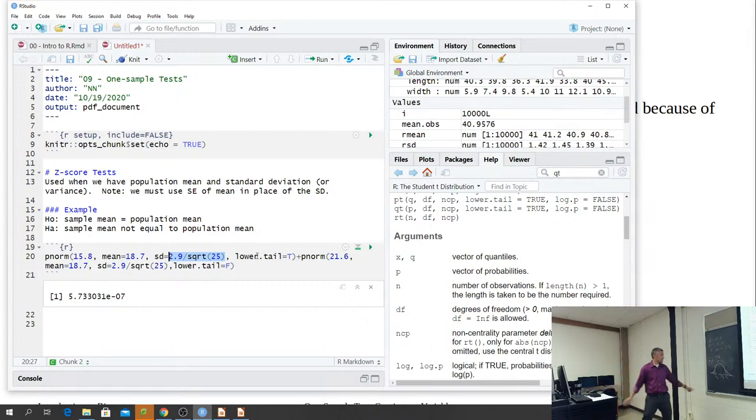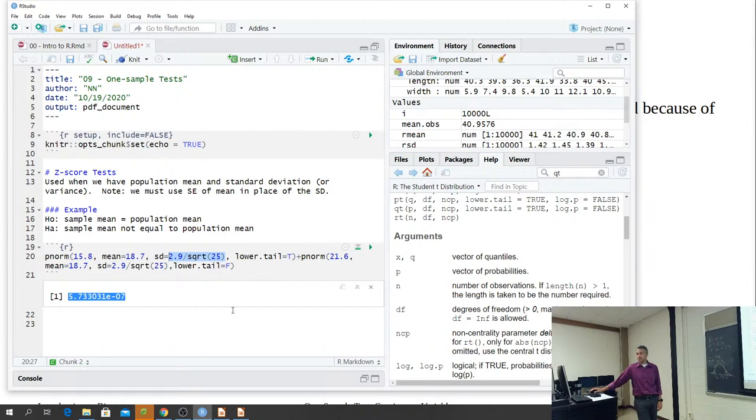And lower.tail equals T because we want that lower tail. But then we also need the upper tail because this is a two-tail test. So our upper limit is 21.6. It's the same number of units away from our mean. We still have the mean of 18.7, the standard deviation is 2.9 divided by the square root of 25, the square root of our sample, and then lower.tail equals FALSE because we want that upper tail. And when I do it, I get a really small p-value, 5.7 times 10 to the negative 7.